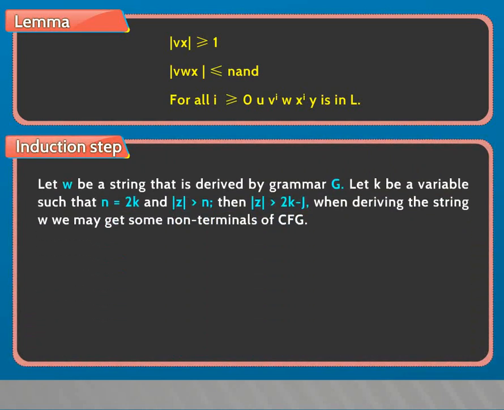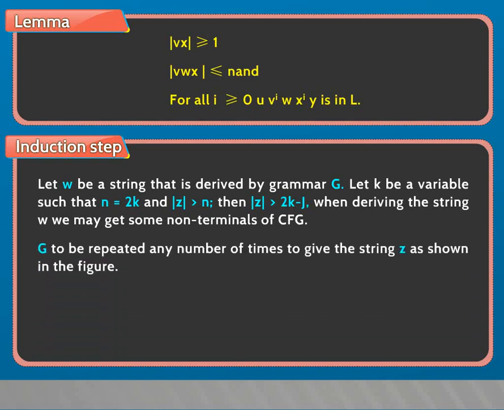Induction step. Let w be a string that is derived by grammar G. Let k be a variable such that n is equal to 2^k and |z| is greater than n. Then |z| is greater than 2^(k-1). When deriving the string w, we may get some non-terminals of the CFG, which can be repeated any number of times to give the string z as shown in the figure.